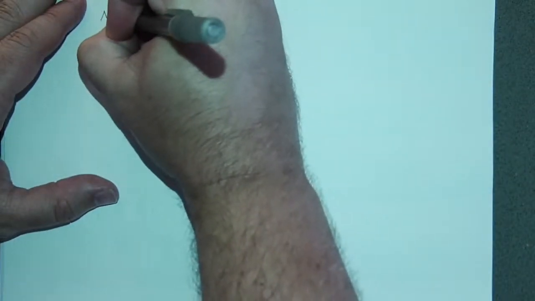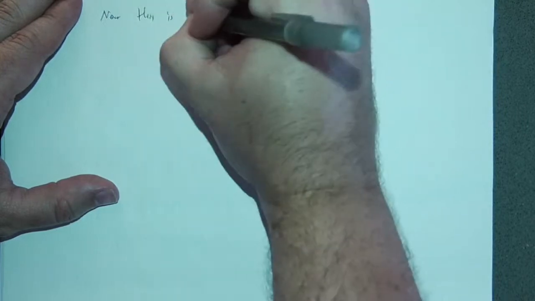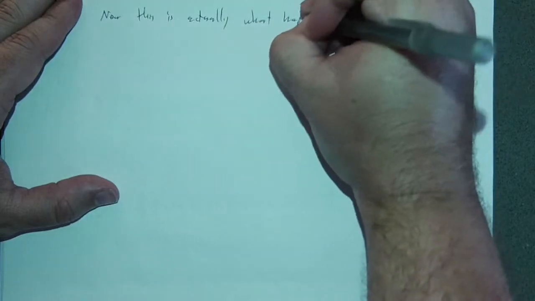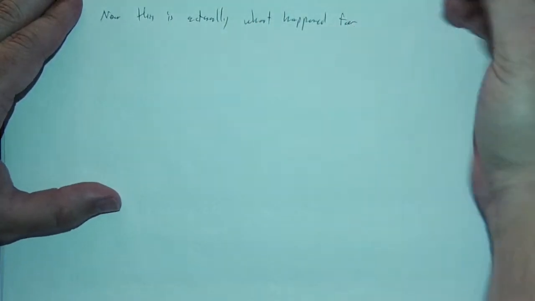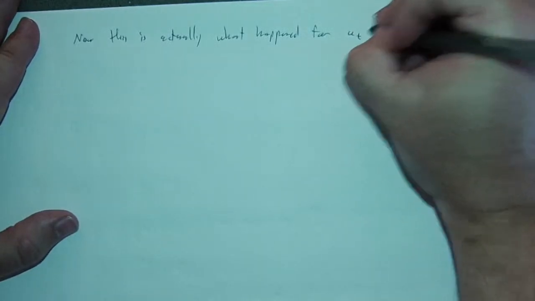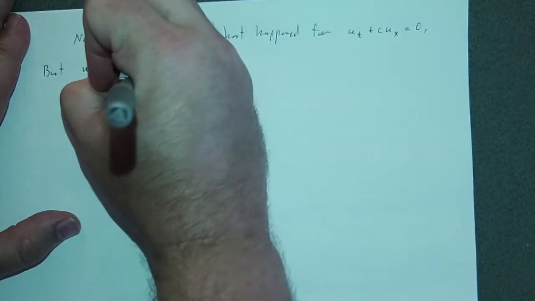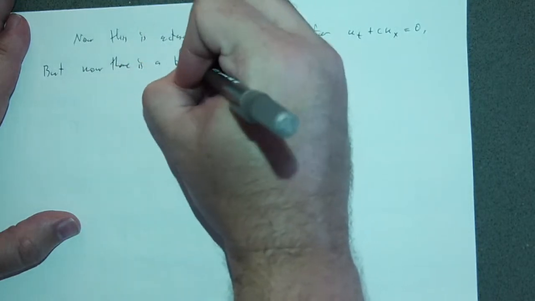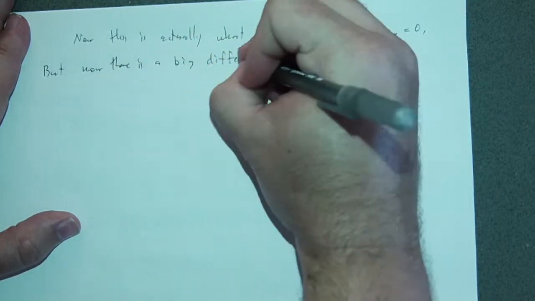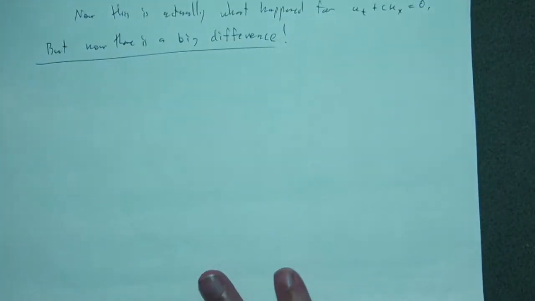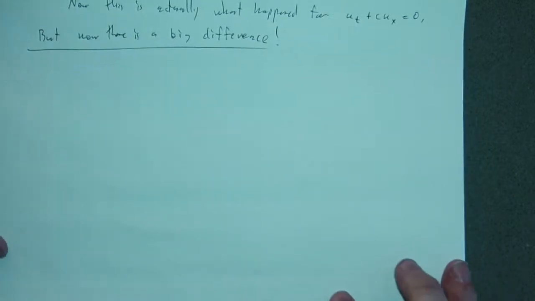So now this is actually what happened for the OG transport equation. But now there's a huge difference. What is that?